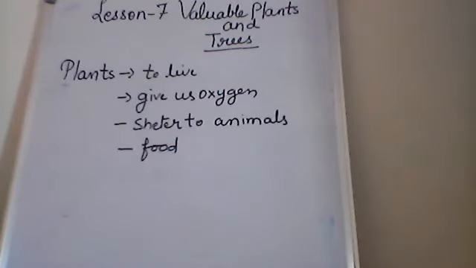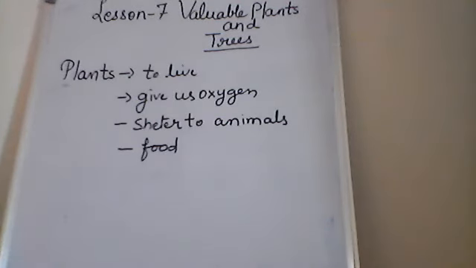As you all know, plants are very important for us. We need plants to live. Plants give us oxygen. They give out oxygen which is needed for us to breathe. Plants give us food, shelter to many animals, clothing, fuel, and many other necessities of life.